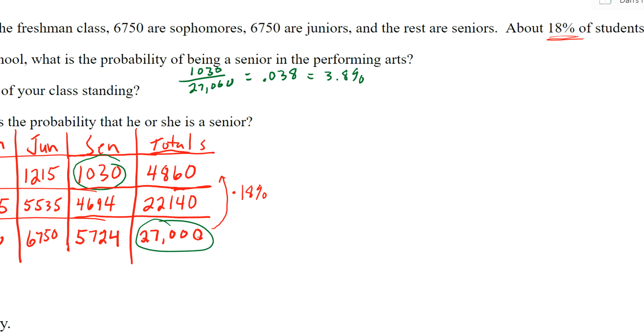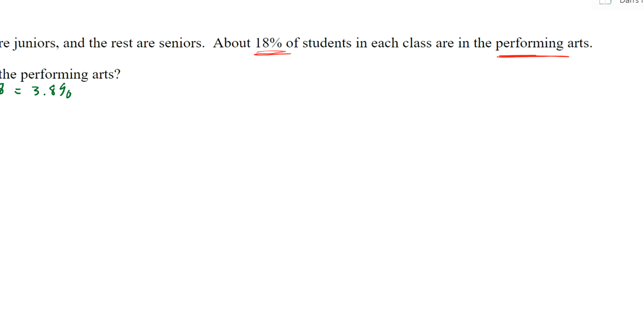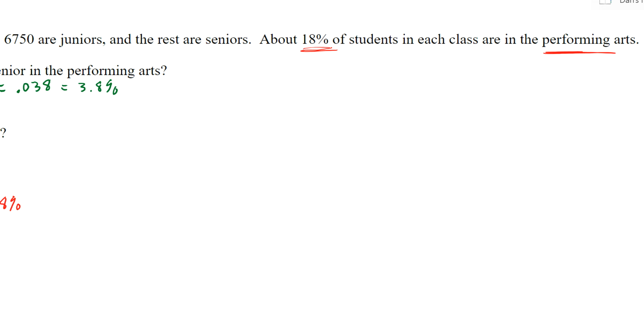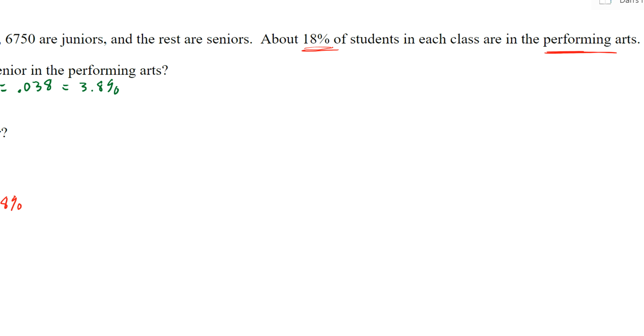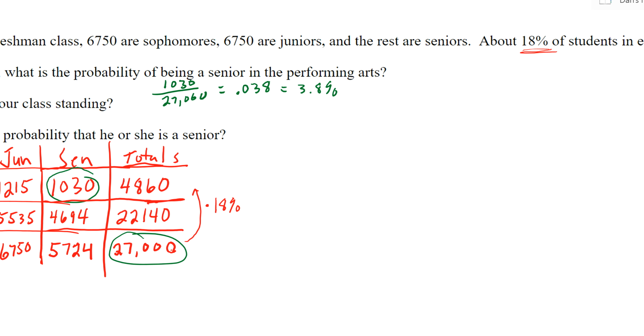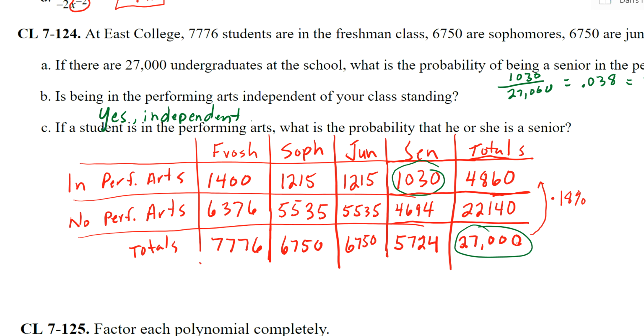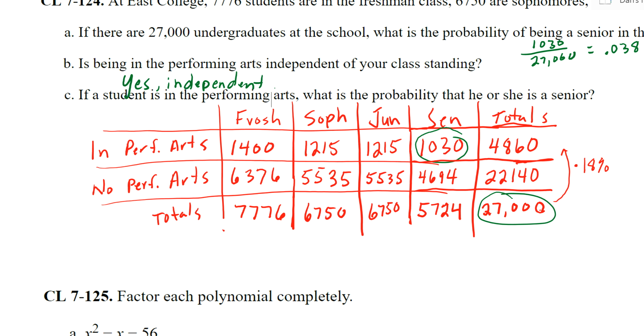I think the key here is this one right here. About 18% of students in each class are in performing arts. So since those are all the same, that percentage is the same, that means it's independent. If it was like 50% of seniors and 1% of freshmen, that would mean that it's not independent. Like you're more likely to be a senior to be in performing arts. That's what the numbers would say. But since they're all the same, it means they're independent.